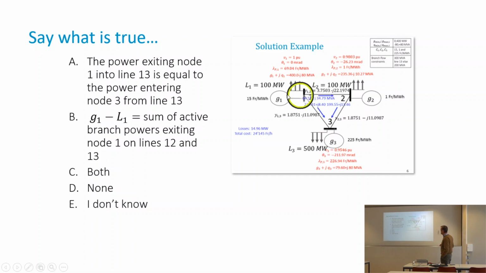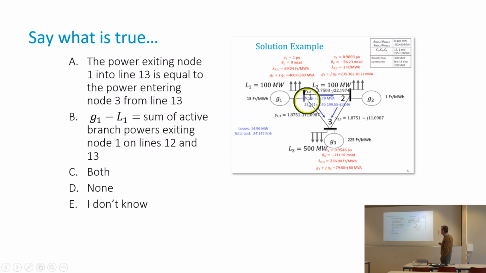And then the same thing for the branch powers, because all the power that is injected in the node must go out. So it must go out on line 1-2 and on line 1-3. So B is true. And this is one of the equations that we will always find in any power flow equations. A is not true.